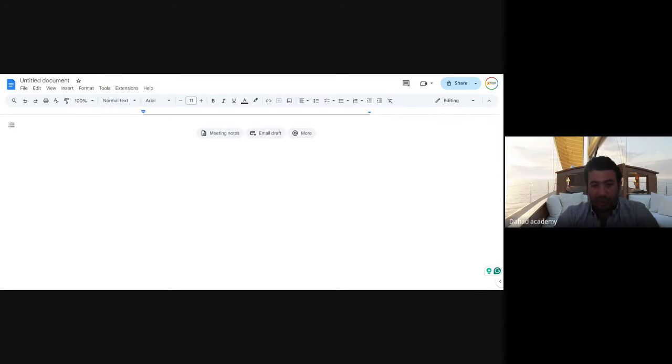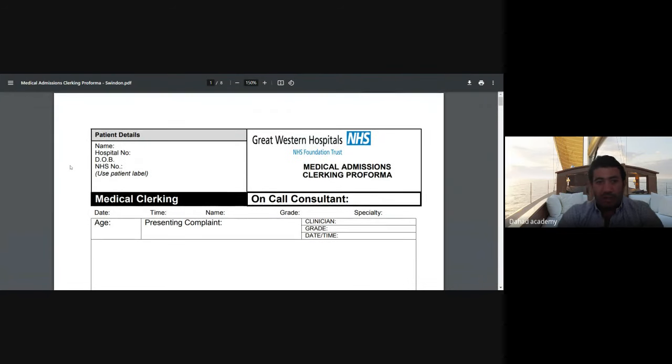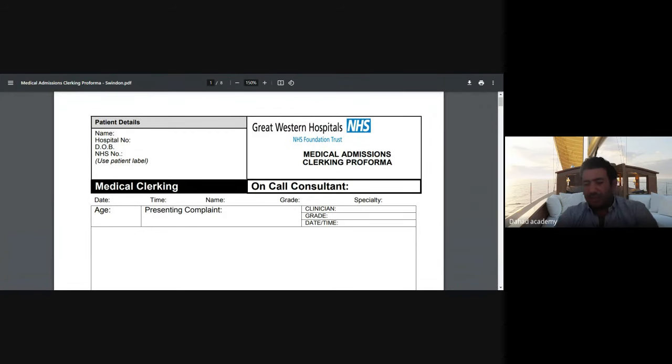And if you are one of the medics who work in the acute or general medicine or medical department, so you will need to know how to clerk a patient, right? So if we start with the clerking sheet, how does it look like? In any hospital, it's different, but it contains the same stuff, and even on the IT systems or different systems, it is the same.